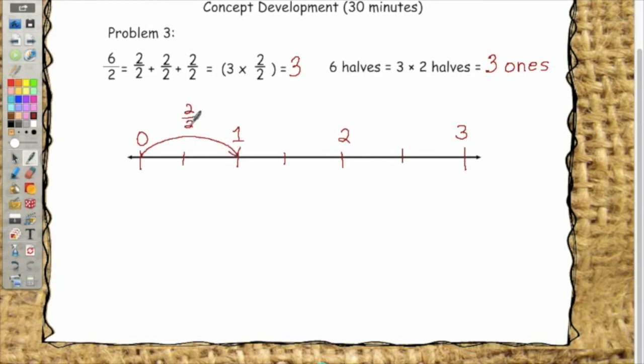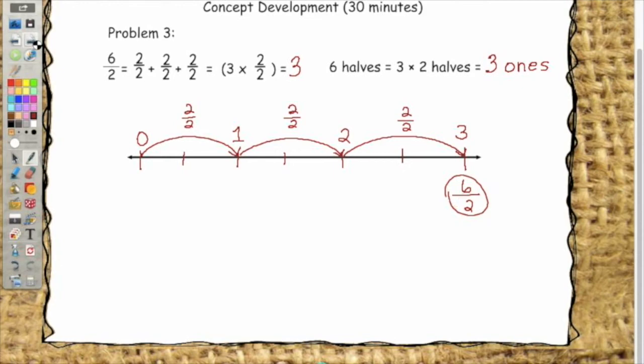So 2 halves plus what? 2. 2 halves plus 2 halves equals 3. No, 6. 6 halves or 3 ones. Okay? So did you write your 6 halves on there? Okay. So even though they gave us the answer, we still had to put it on the number line correctly.